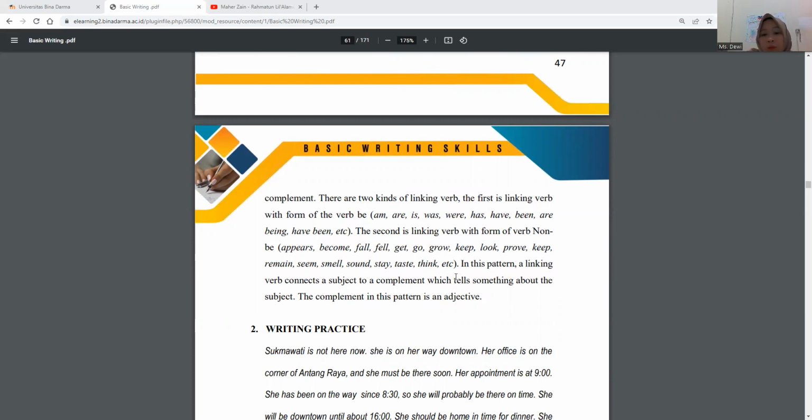Meanwhile, there are some verbs which are called linking verbs, and they are appear, become, fall, fell, get, go, grow, keep, look, prove, remain, seem, smell, sound, taste, think, and so on, as you can see on this page. Now, in this pattern, a linking verb connects a subject to a complement which tells something about the subject. The complement in this pattern is an adjective. So the focus is that it describes the subject itself.